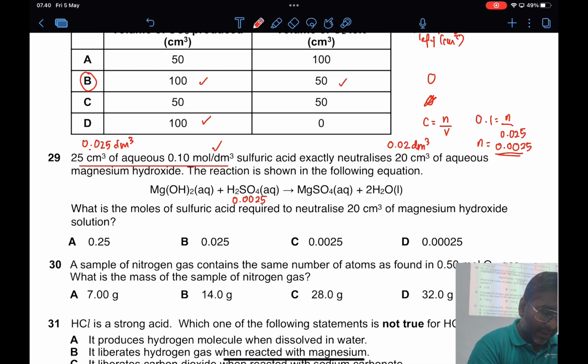Let me check first. So this one, sulfuric acid, exactly neutralizes 20 cm cube of aqueous sodium hydroxide, magnesium hydroxide. I think there is no catch over here. So the answer is what we have already calculated, 0.0025. That's going to be our answer. They are going to neutralize 20 completely, so you just need to find the number of moles of the sulfuric acid. That's it.